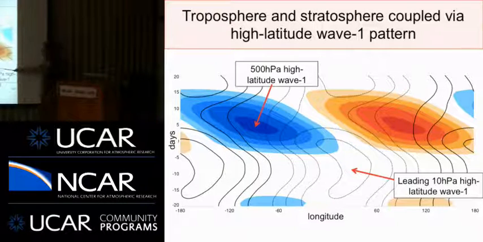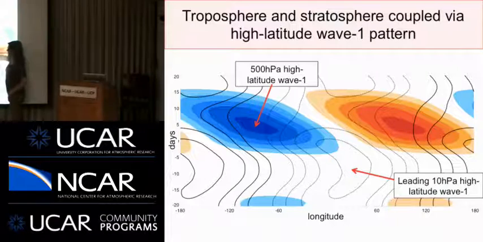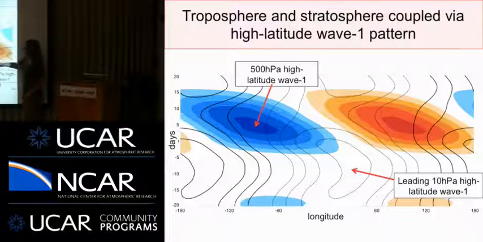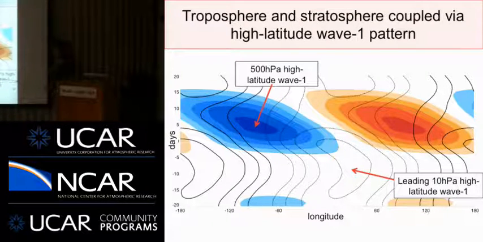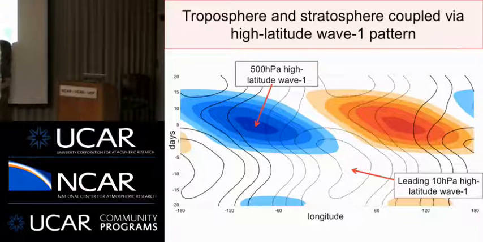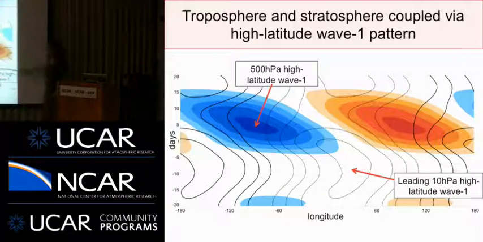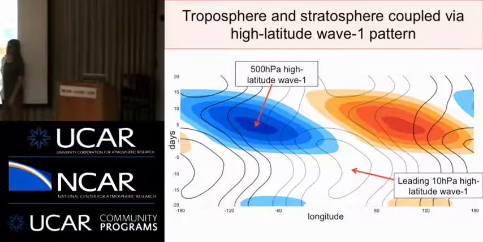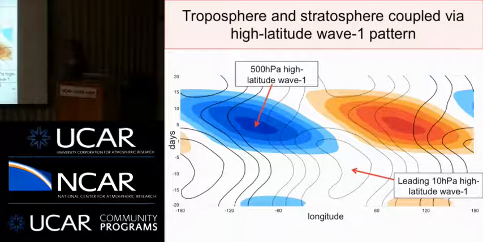So leading the day 0, which is masked here, but is a stratospheric precursor, let's call it, a high latitude wave 1 anomaly in the stratosphere. And what we find following that is that at 500 hectopascals, following the stratospheric signal, we see a tropospheric signal, and it's significantly larger than what preceded it, and significantly larger in this region than the climatology. So the coupling really involves this high latitude wave 1 pattern in the troposphere.